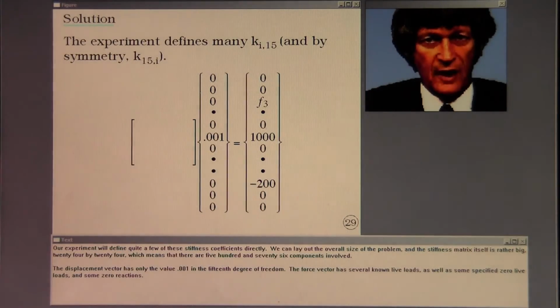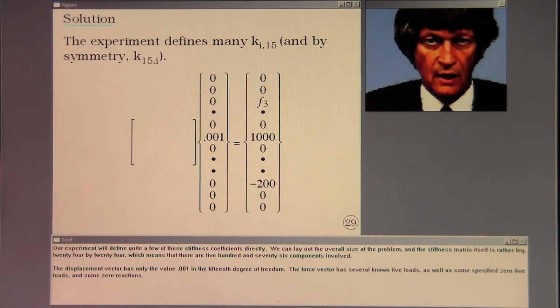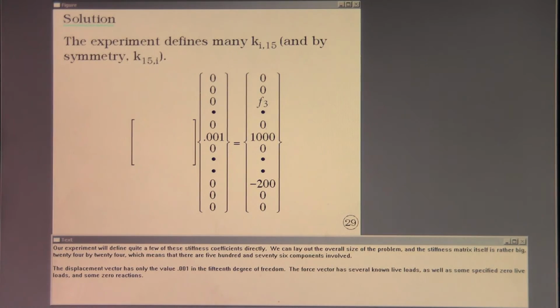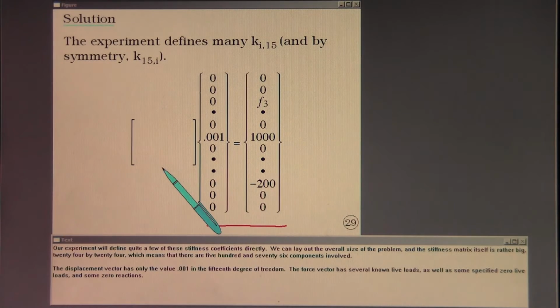Our experiment will define quite a few of these stiffness coefficients directly. We can lay out the overall size of the problem, and the stiffness matrix itself is rather big, 24 by 24, which means that there are 576 components involved. The displacement vector has only the value 0.001 in the 15th degree of freedom. The force vector has several known live loads, as well as some specified zero live loads and some zero reactions.